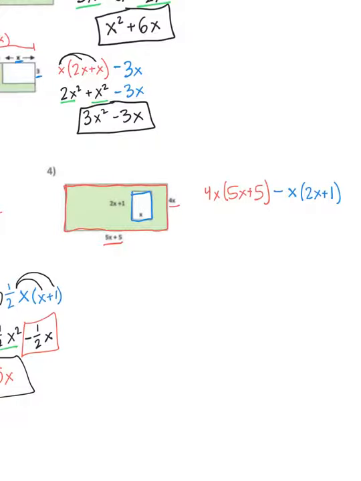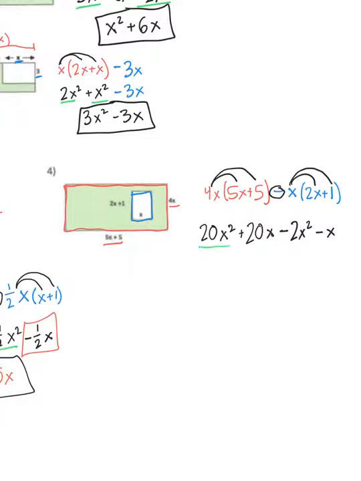Now I'm ready to simplify. So I can distribute into my parentheses. I've got 4x times 5x. Well, 4 times 5 is 20. X times x is x squared. 4x times 5. 4 times 5 is 20 again. And this time I only have 1x. Now I'm going to distribute my x. But again, remember it's a negative x, so that negative goes with my x. I've got a negative x times 2x, which is minus 2x squared, and a negative x times 1, which is just minus x.